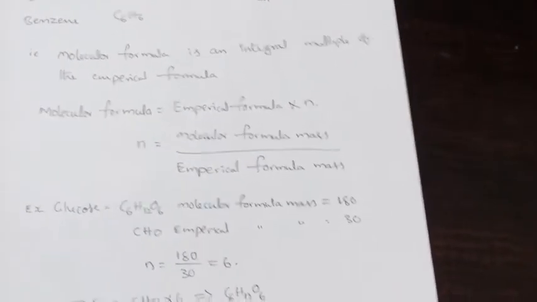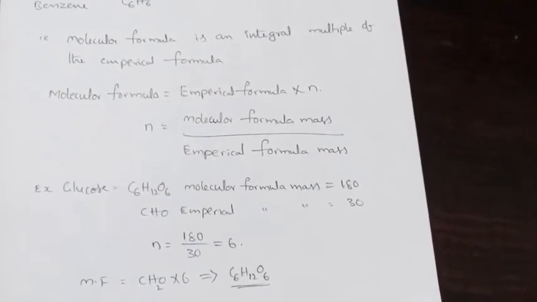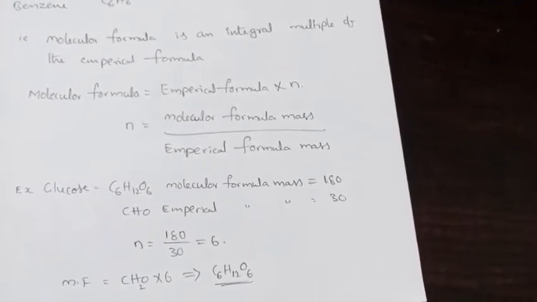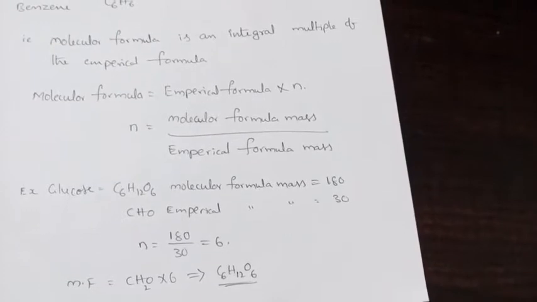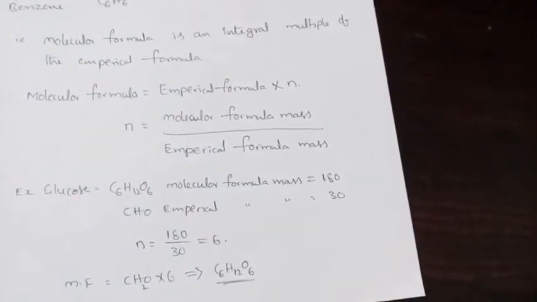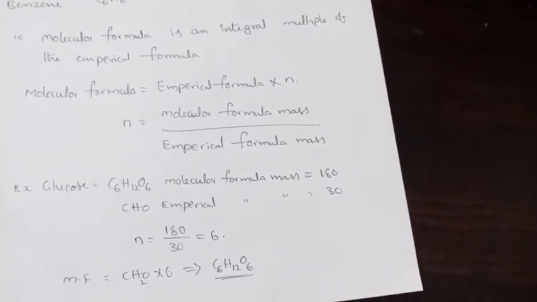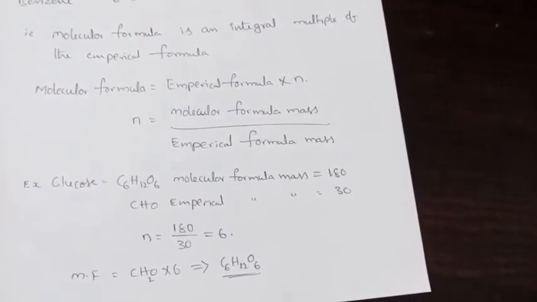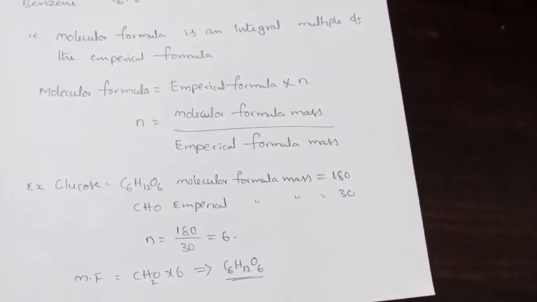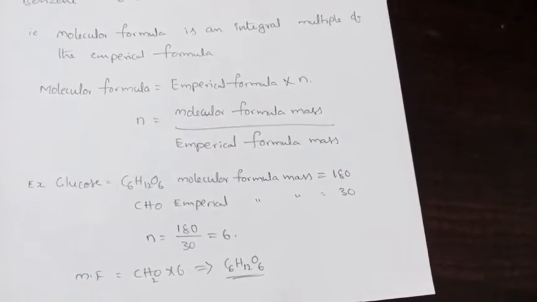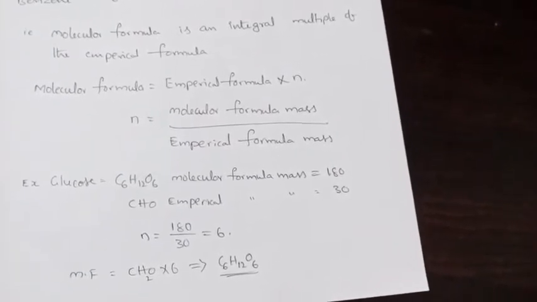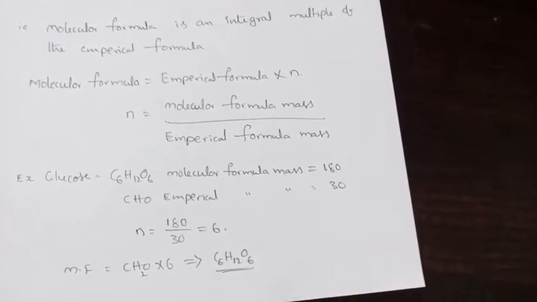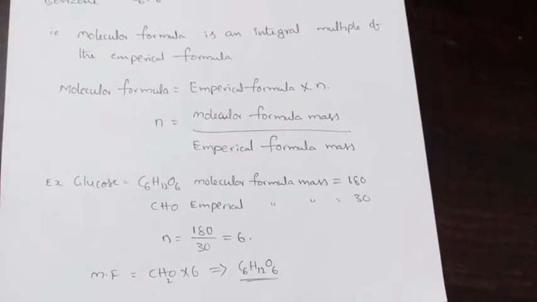For example, glucose. The molecular formula mass is 180 and the empirical formula mass is 30. So n for glucose is 180 by 30, which gives 6. You know that the empirical formula of glucose is CH2O. n for glucose is 6, so CH2O times 6 gives the molecular formula C6H12O6.